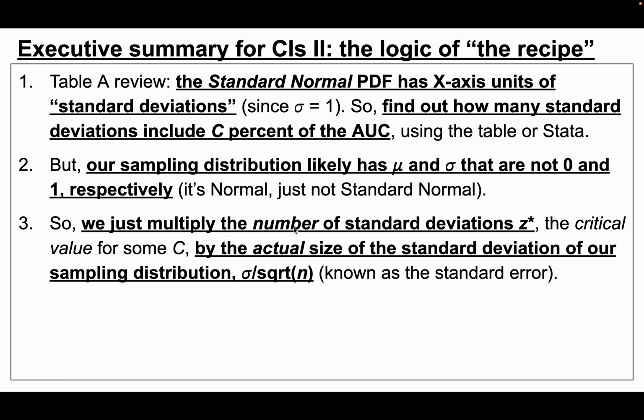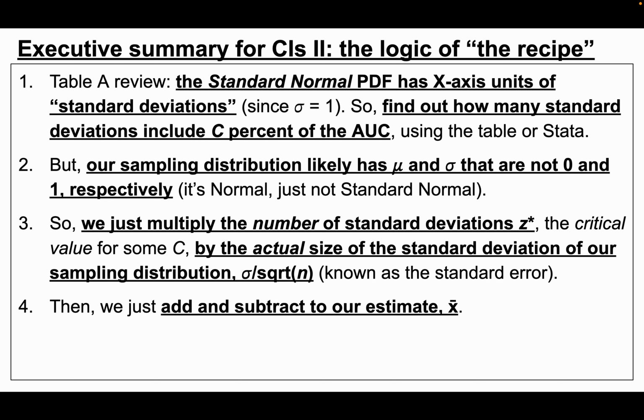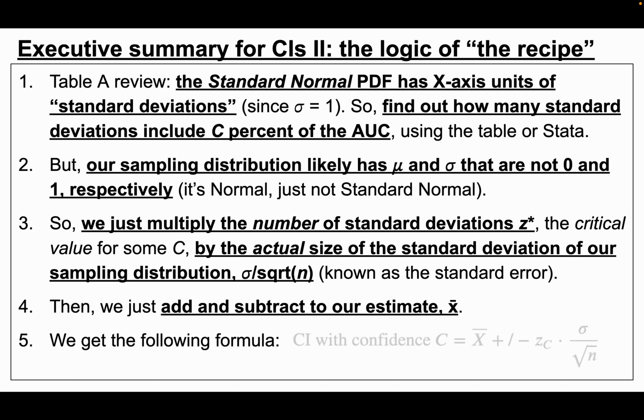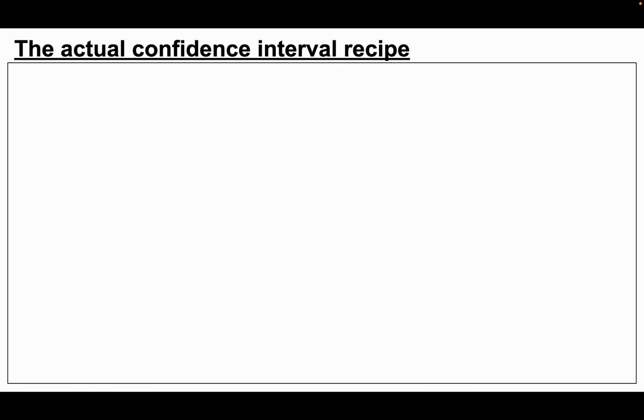So we multiply by that number of standard deviations, which we get from table A, by the actual size of the standard deviation of our sampling distribution, which is given by sigma over square root of n, and again, that's called the standard error. Then we just add and subtract that to and from our estimate, x bar, and we get the following formula. So a confidence interval with confidence c is equal to x bar plus or minus z sub c times standard deviation of the individual variable over root n, and this gives a standard deviation of the mean.